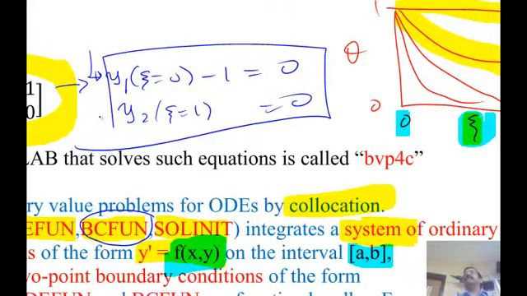Would there be three conditions in the BC, but it would be a different program or whatever? It will be a program called BC fun or whatever you want to call it, but it will have three inputs on the left side and three inputs on the right side: y1, y2, y3 at a, y1, y2, y3 at b, and you will use them to calculate three conditions and return that. It will automatically recognize it because it can always find the length of a vector. From that it knows how many equations you are solving and so how many boundary conditions you need. Good question.